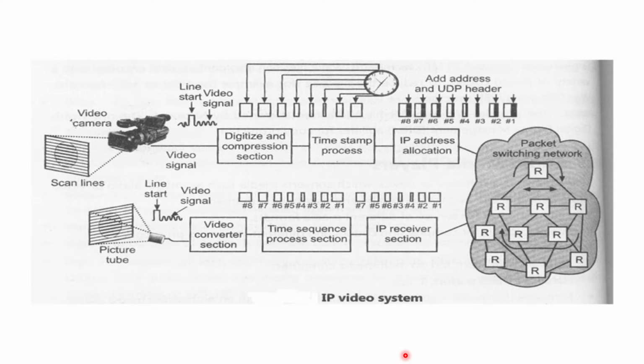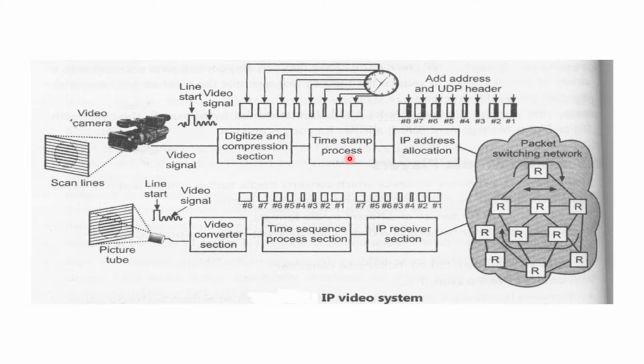Now let us discuss each step one by one. As we know, the camera will take all the non-electrical visual or light information and convert it into an electrical quantity, which we call a composite video signal or a video signal. That video signal is given to the digitize and compression section, where digitization and compression take place. Then the time stamping process will stamp each and every packet at the time at which it is generated.